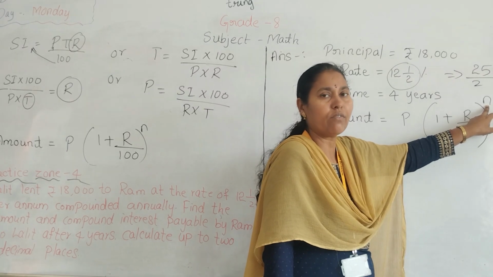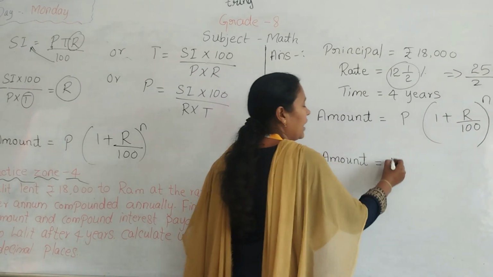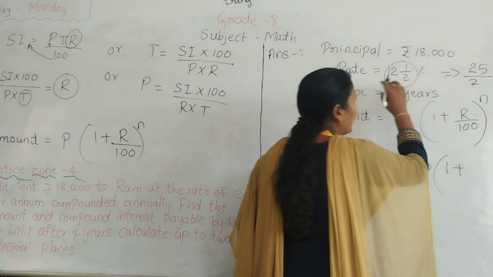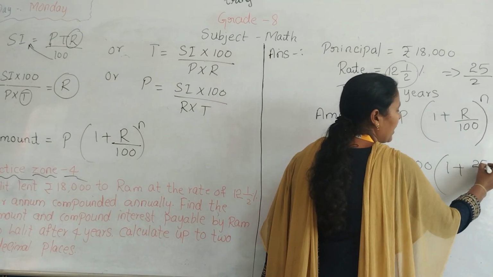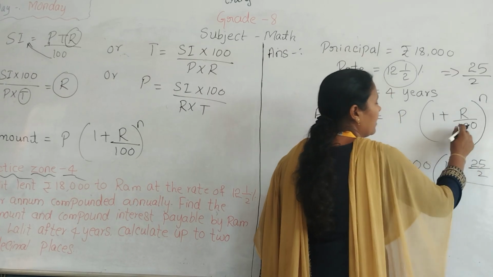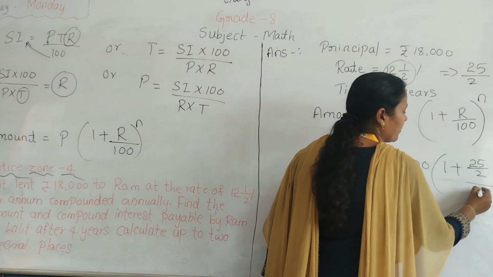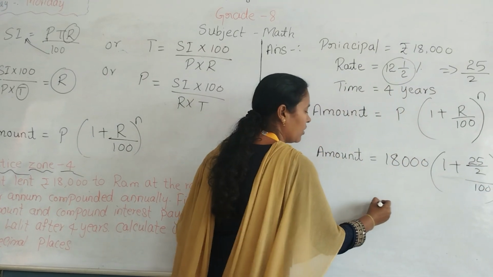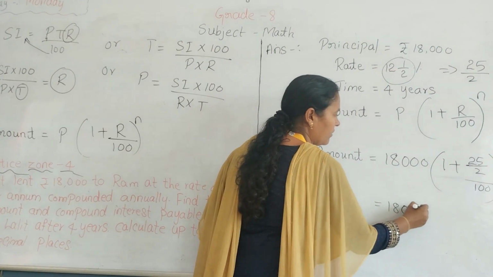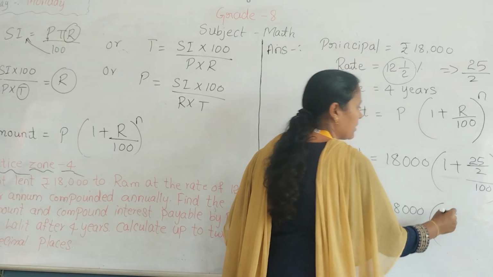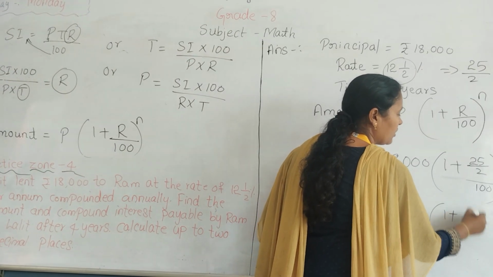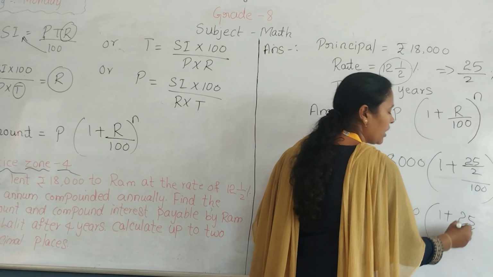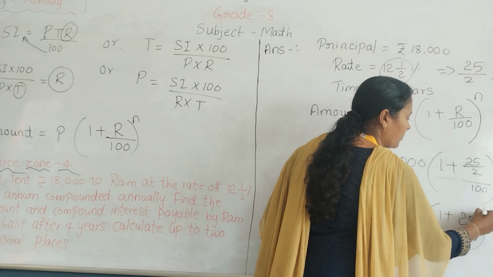Time is given for us, children. Now how much principal is given? 18,000. Substitute the values: 1 plus, how much rate is given, children? 25 by 2 divided by 100, raised to n. How much is n given here? 4, children. We have to find the amount. 18,000 is added to this, right, children? 1 plus 25 by 2 over 100. This 2 in the denominator we have to multiply by 100, so 2 hundreds are 200, raised to 4.